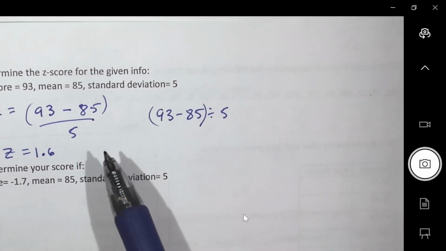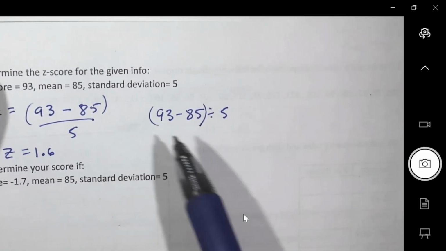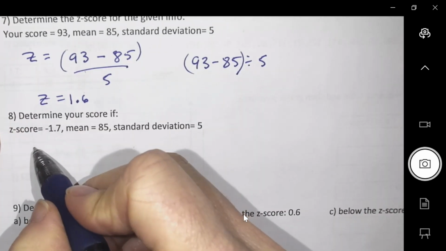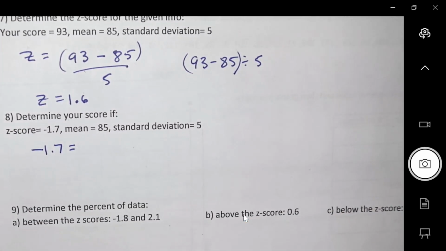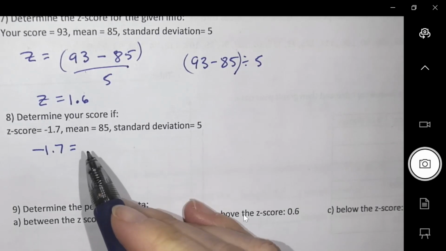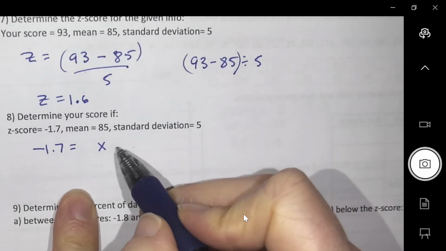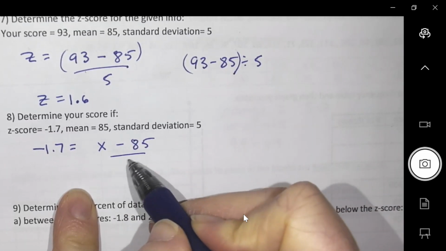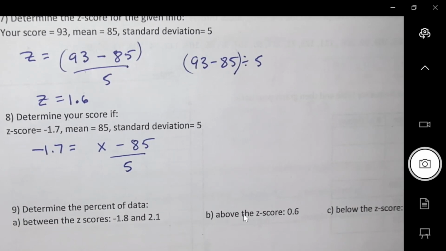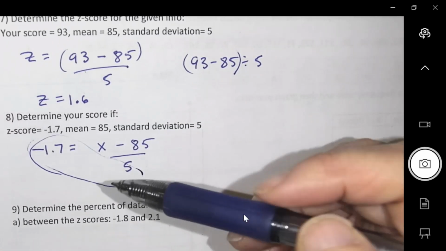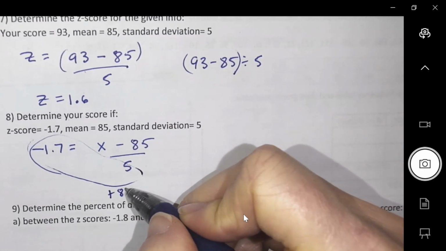Okay, you will have one of those where you get the Z. You will have one of these where I give you the Z. So this time I gave you the Z. You're going to determine your score. So I'm going to put an X for my score, minus mean over standard. So you're going to have one version of each. This one, what's the algebra? Times, and then add 85.